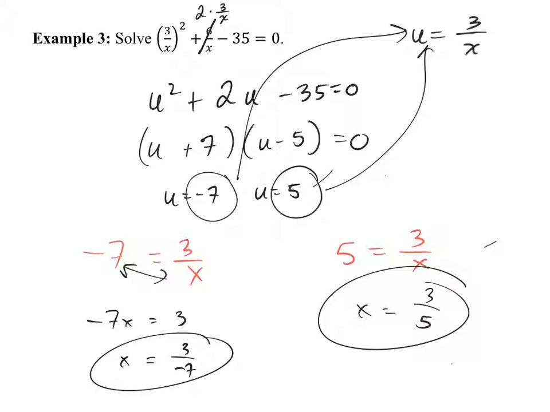Whenever you have a number equal to a fraction, and you're trying to get the denominator by itself, just switch these two. Even if this were a huge expression like 2x squared plus 5, you could switch 2x squared plus 5 with negative 7 by multiplying and then dividing.